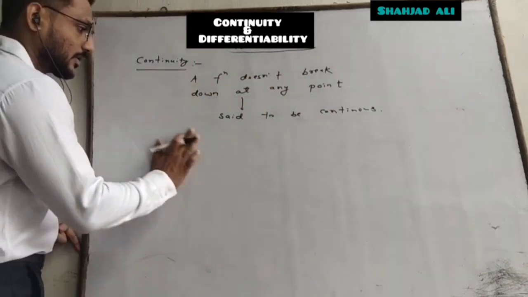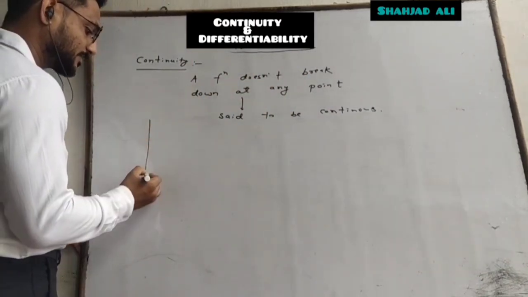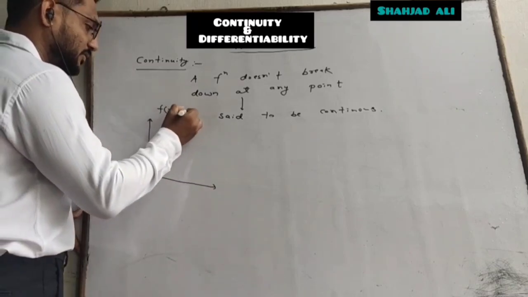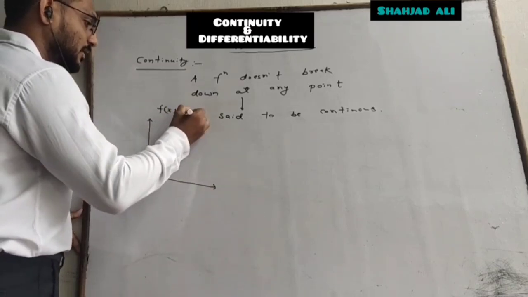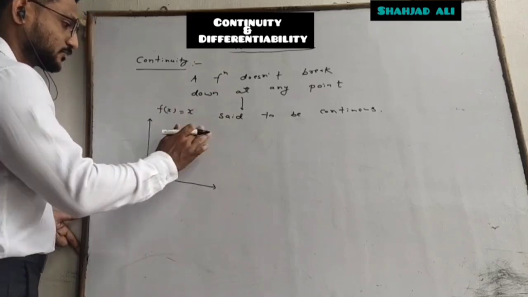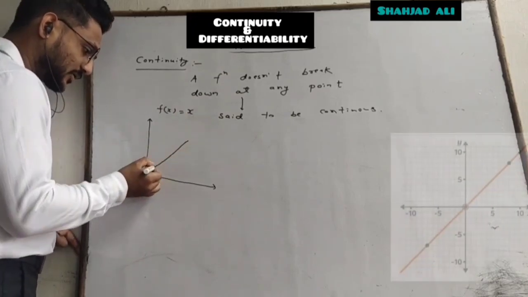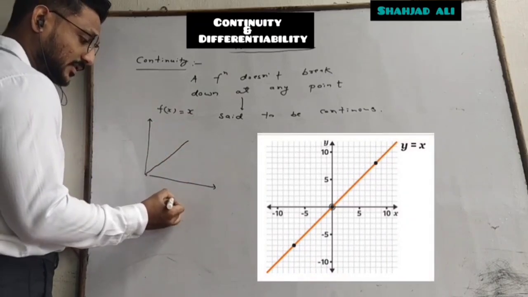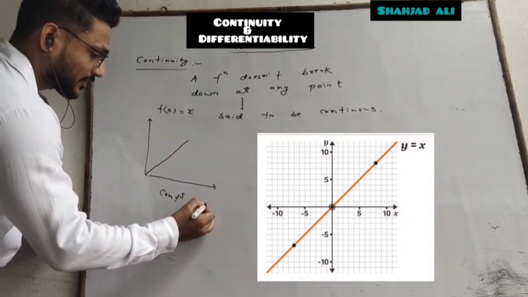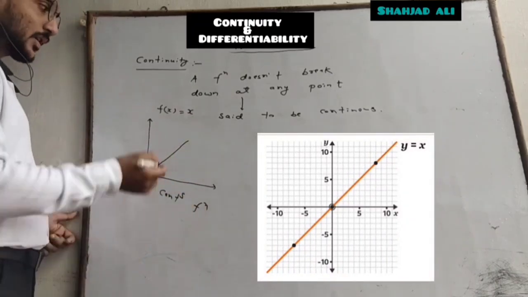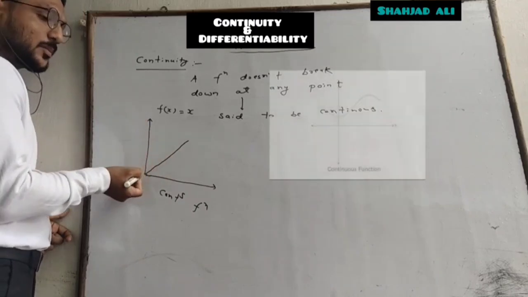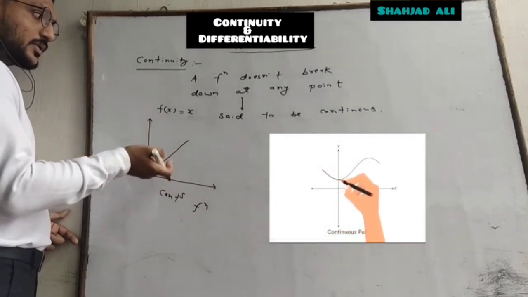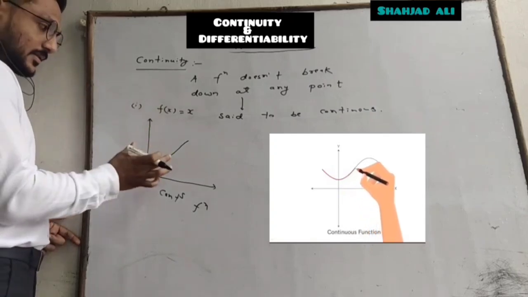Like if you want to see some examples, f(x) equal to x, this is a straight line, y equal to x. So this function is a continuous function because it is not breaking down at any point. You can draw it without lifting your marker. So if a graph can be drawn without lifting the marker, this will be called continuous.